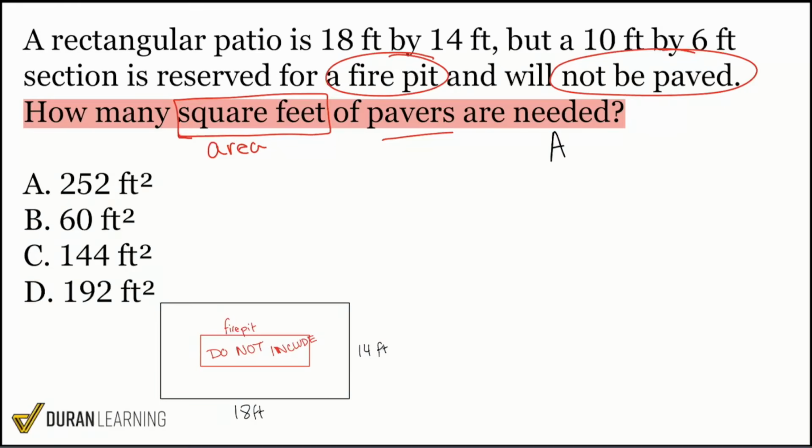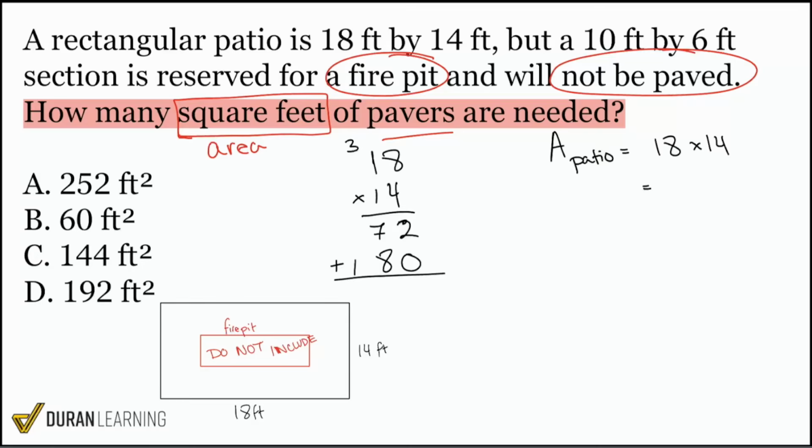The area of the patio is going to be 18 times 14. We can try to do that in our heads: 180 plus 72, so it's going to be 252. But I'll double check just in case. 18 times 14. 8 times 4 is 32. Then 1 times 4 is 4, carry the 3 is 7. Next, 1 times 8, and 1 times 8. Add these together, and we have 2, 15, and 2. So yes, 252 it was. We have 252 for the area of the patio.